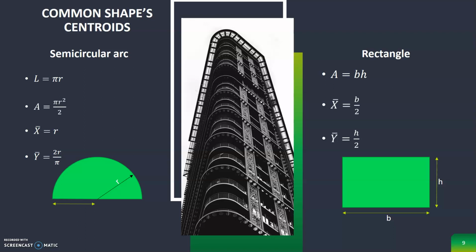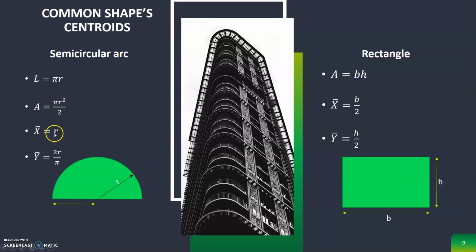Now, some centroids are given as shapes, or are given as an equation, and you can easily find it. So I want you to write these down. You can even draw the shapes so you know where they are. So a semicircular arc, so half a circle. You'll need to know these equations. The length, L, is just pi times r. Its area is pi r squared in half because it's half a circle.